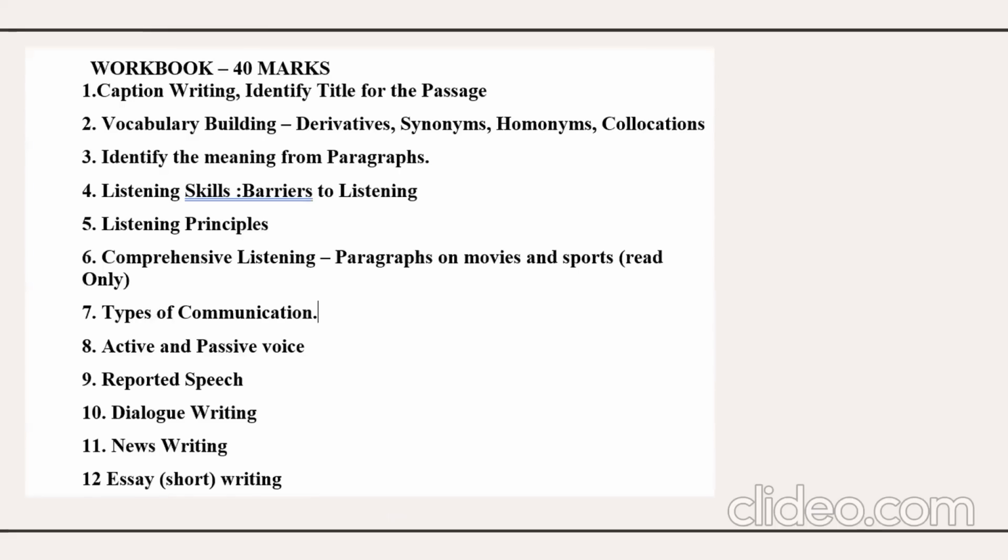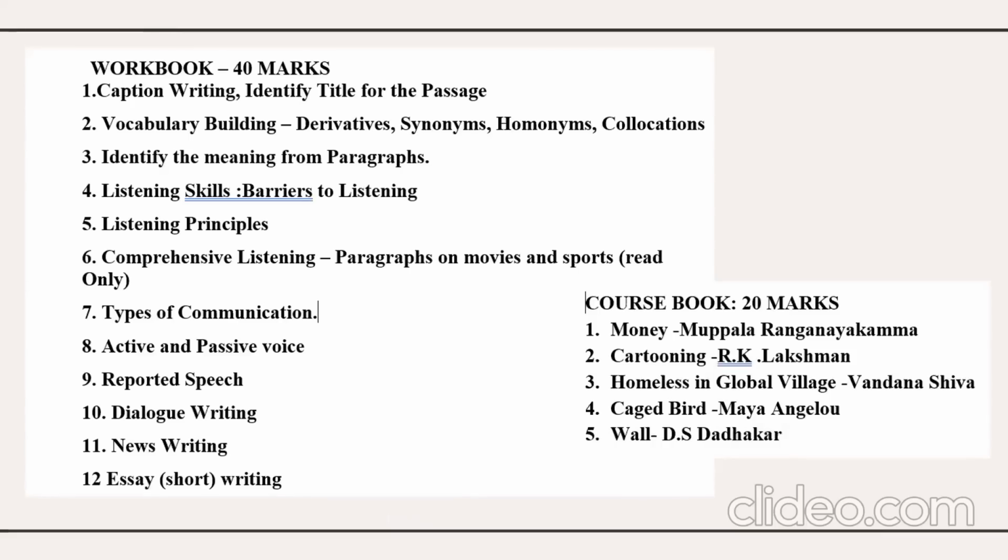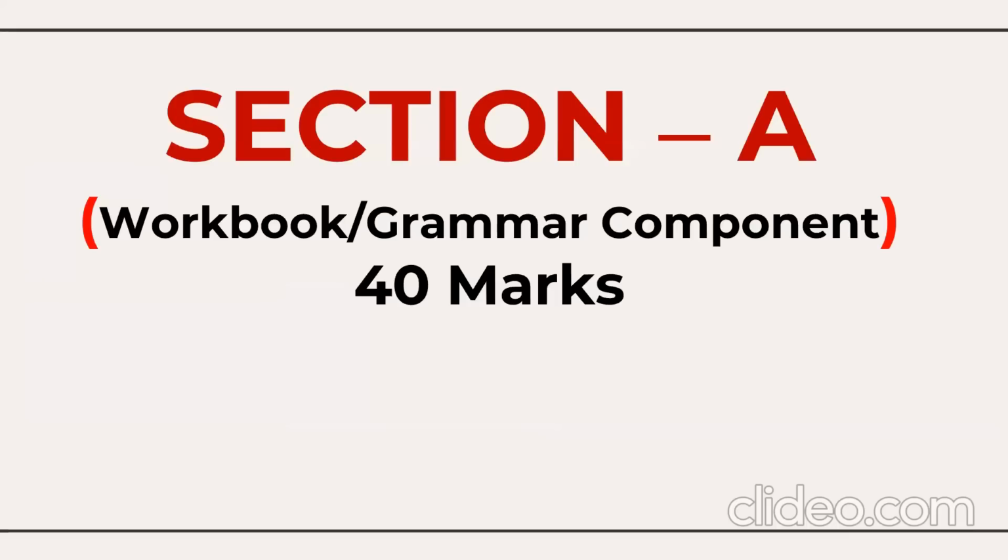So before that, let's know about the syllabus part. So what is the syllabus? You have 40 marks workbook and you have 20 marks course book. In the workbook, you have caption writing, vocabulary building, identify the meaning from the paragraphs, listening skill, barriers to listening, listening principles you have here. Then types of communication, you have active and passive voice, reported speech, dialogue writing, news writing, and short essay writing. And the course book, you have five lessons: money, cartooning, homeless in global village, caged bird, and wall. So that's a brief picture of your syllabus. Let's begin it now according to the question paper.